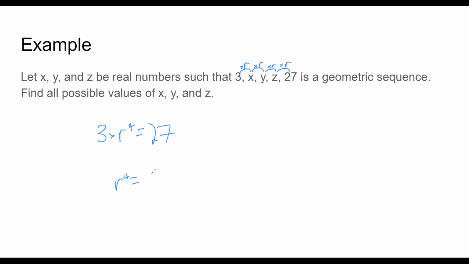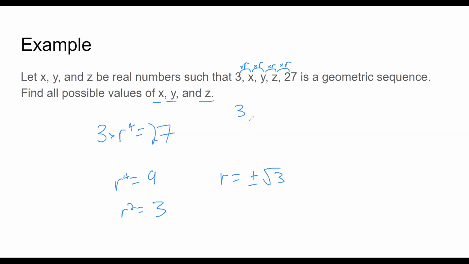And then when you solve for this, you're going to get r to the fourth is equal to 9, r squared is equal to 3. So r is going to be plus or minus root 3. So then our possible values of x, y, and z are going to be, let's write it out here.